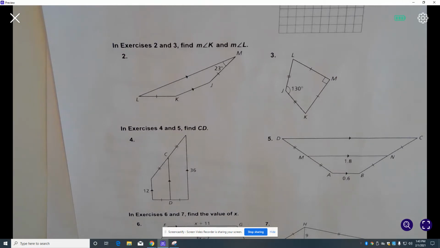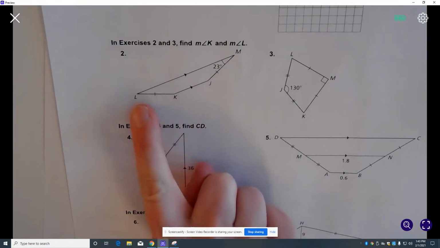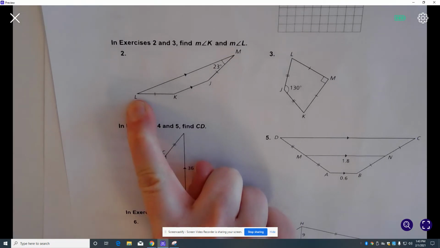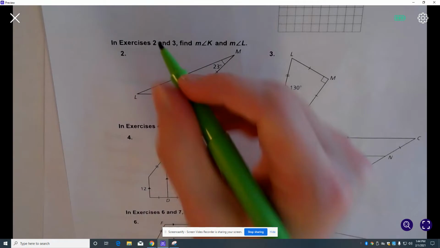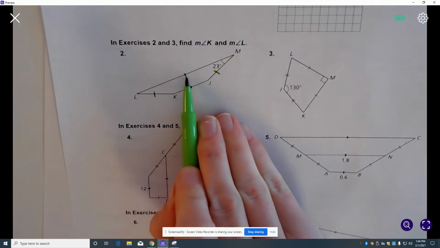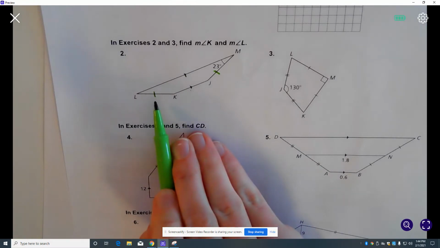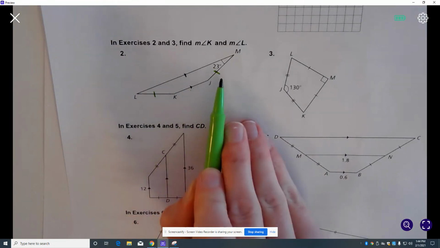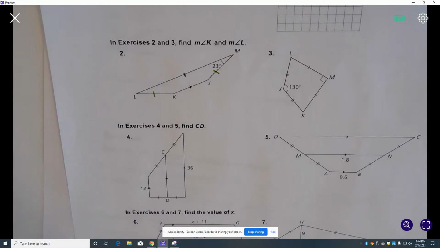In number 2, it asks us to find the measure of angle K and the measure of angle L. In this particular quadrilateral, notice this is a trapezoid. There's one pair of opposite sides that are parallel. It's also an isosceles trapezoid because these two legs are congruent. So all the properties of isosceles trapezoids apply.